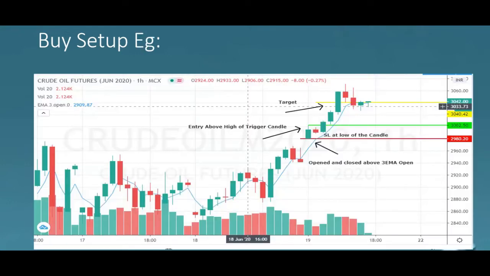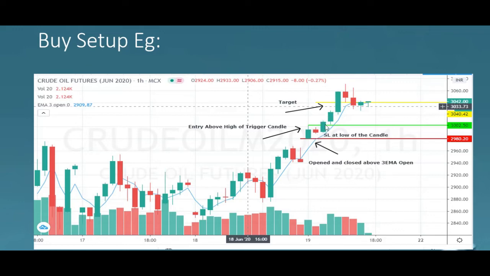So this is an example. Here you can see this is the candle, and this is the 3 period EMA indicator. The candle opened above the 3 EMA and went high, closing above the 3 period EMA. We'll keep this point's low as the SL and enter above this high. You can see 3002 as the high, so we can buy above that at the 3005 or 3006 level and stay with the trade for the target.